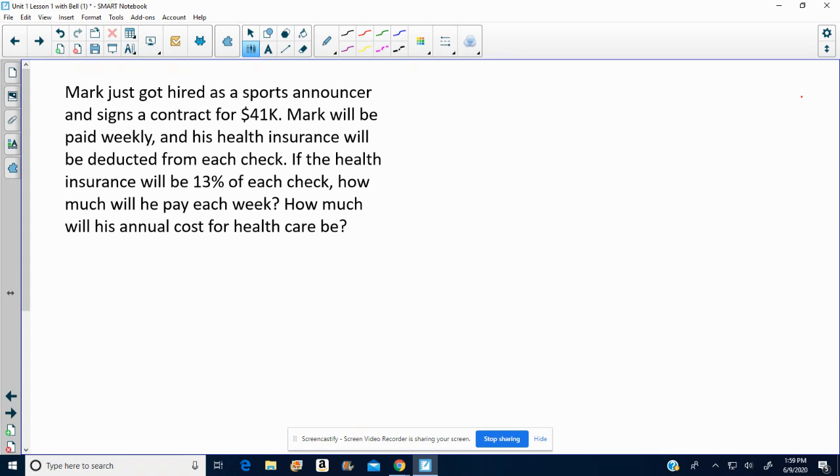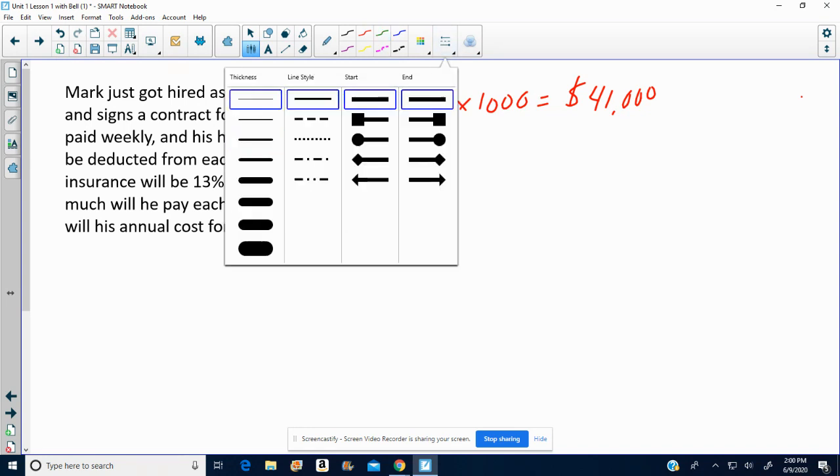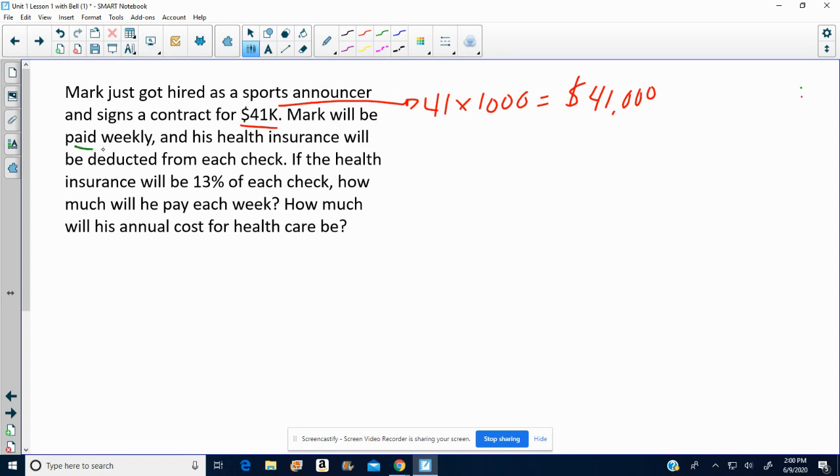Okay, so breaking this down, first thing we're going to do, just like example 9, is we're going to look at that 41K. We remember that 41K is 41 times 1,000. Easy peasy. So Mark makes $41,000 annually. Good stuff. Okay, Mark is going to be paid weekly. We do know that. And his health insurance is going to get deducted from each check.